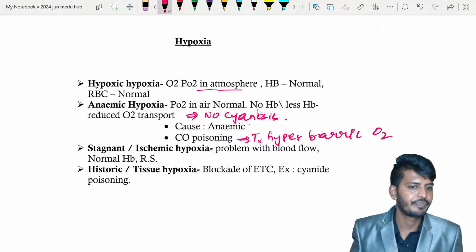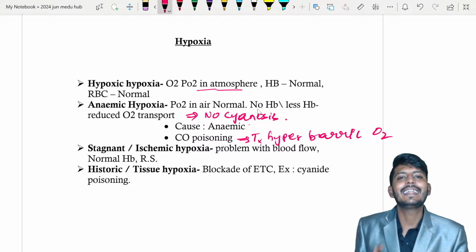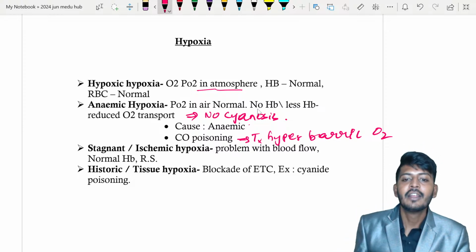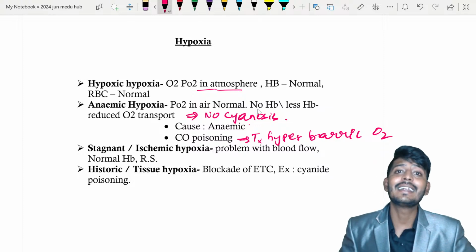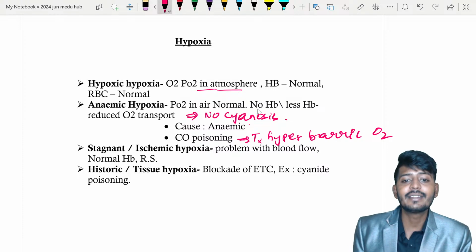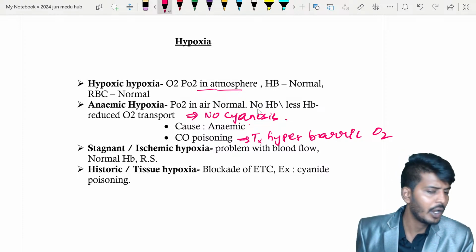Hyperbaric oxygen. Okay, then we are talking about stagnant hypoxia. Stagnant hypoxia means blood flow is not happening, there is ischemia, a lack of blood supply. That is associated with vascular diseases, blood vessel related diseases. There will be a problem with the blood flow, while hemoglobin and the respiratory system are normal.